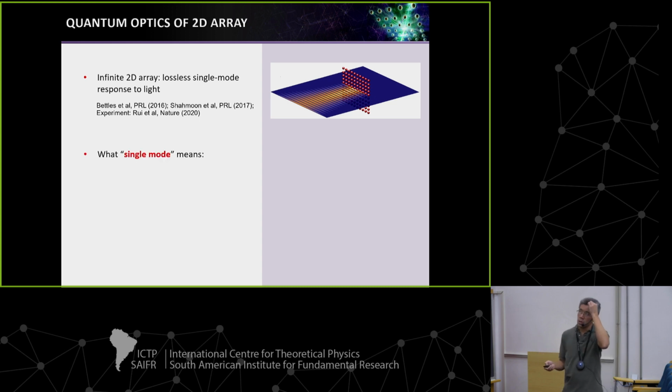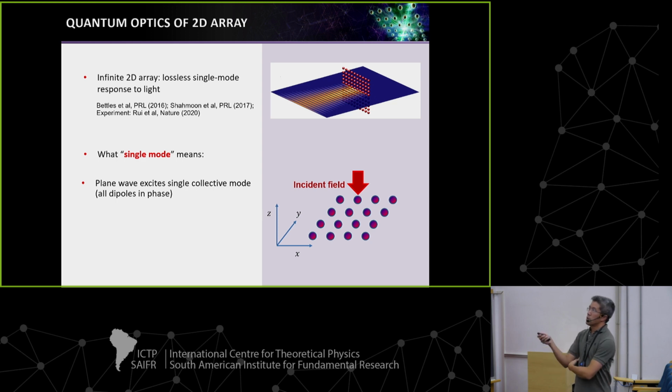And let me explain what single mode means. If we take an infinite lattice, we shine in light as a plane wave. It means that on one hand, this plane wave does not see these atoms as n independent degrees of freedom. Because the light is exciting the atoms with all the same phase, I only excite one collective mode, where again, all the dipoles are radiating in the same phase. So single mode in the sense that I excite one very specific eigenstate of the system when I come in with a plane wave.